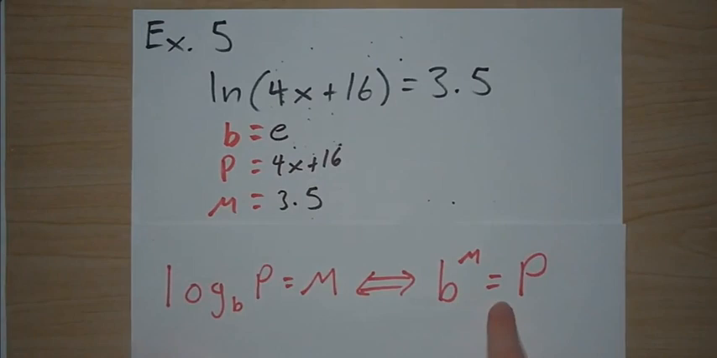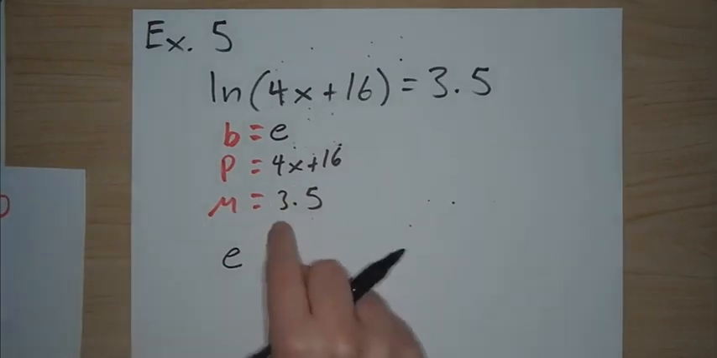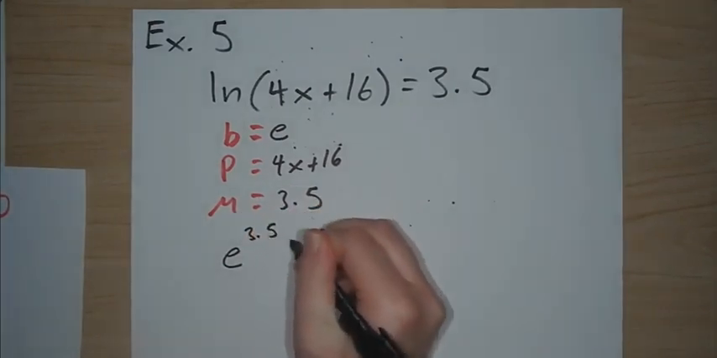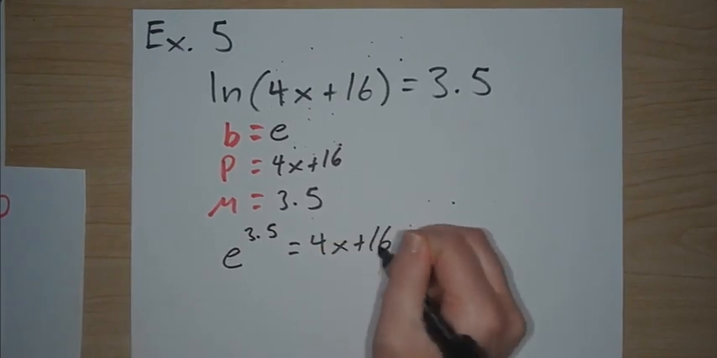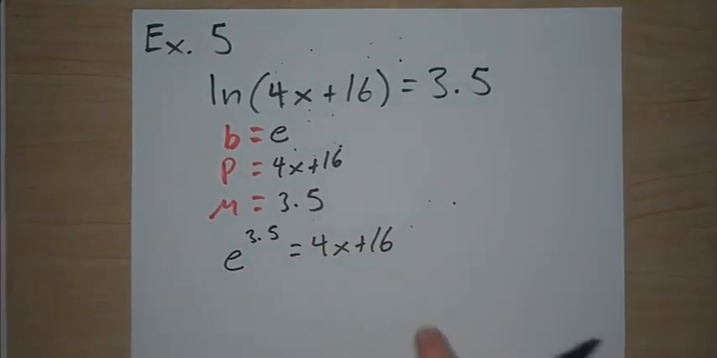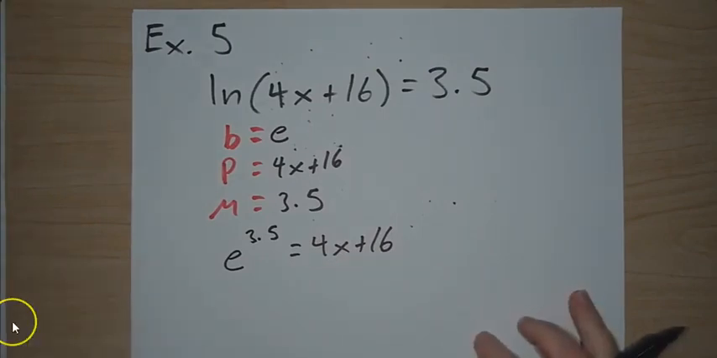So now we're going to write it in this form right here. B to the m equals p. So our b was e, our exponent was our m, and it's equal to p, so 4x plus 16. So we now have our x alone relatively, so now we know what else to do.